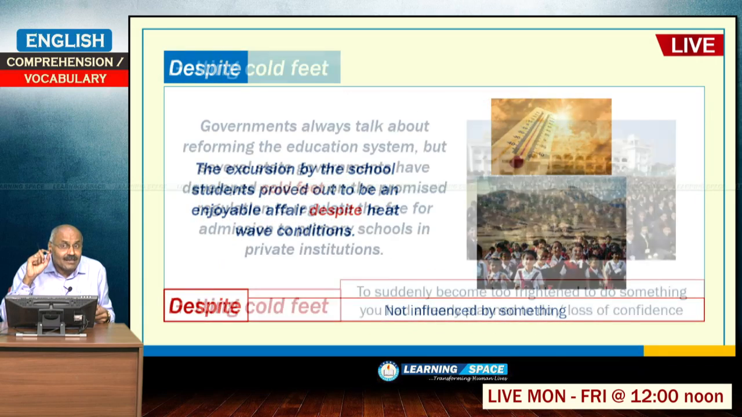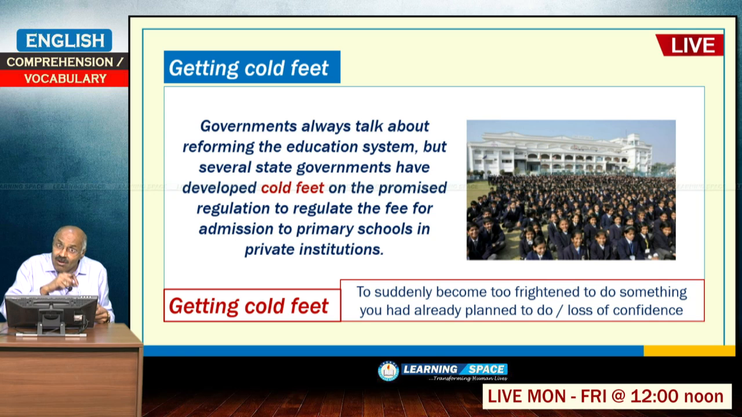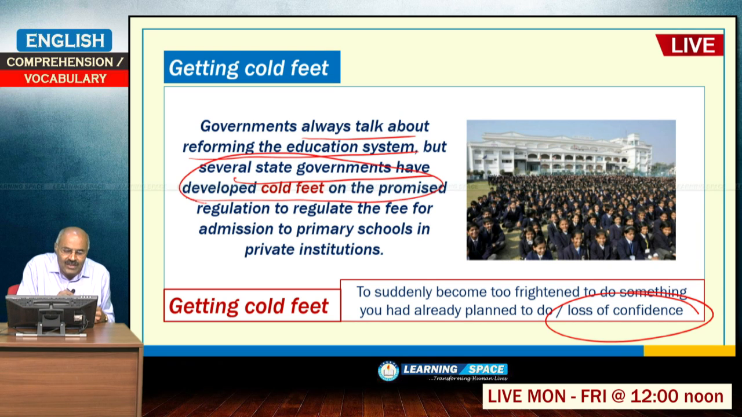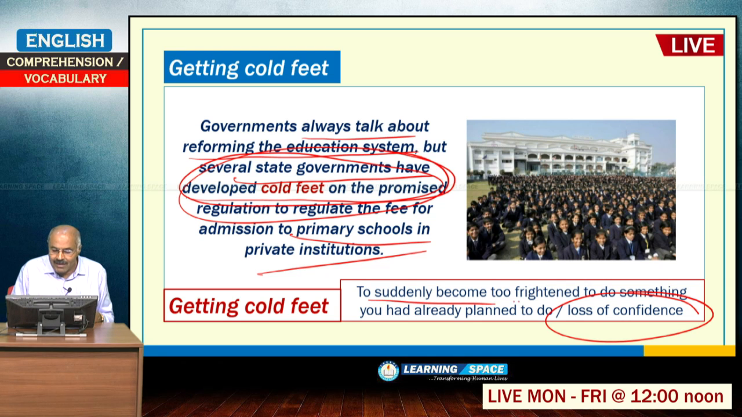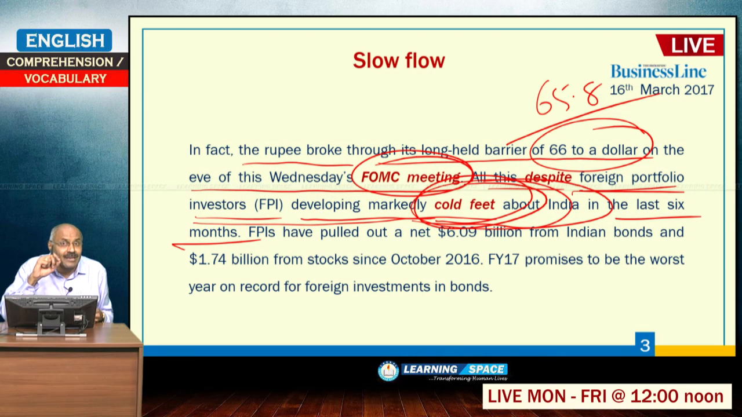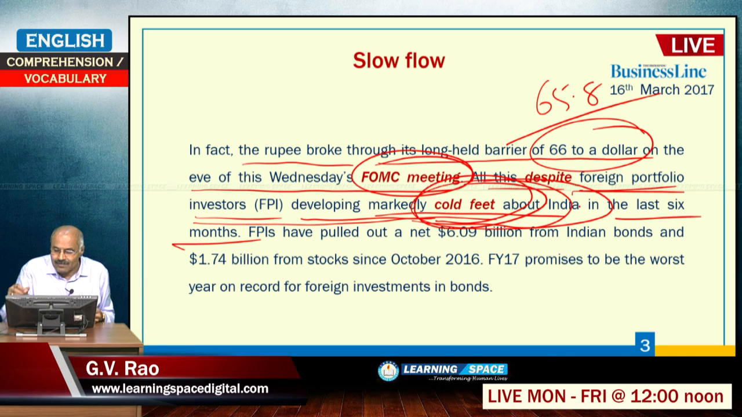So, what is meant by developing cold feet or getting cold feet? In the present context, getting cold feet is loss of confidence. Here foreign portfolio investors developed cold feet means they lost confidence. I gave one example. Governments always talk about reforming the education system, but several state governments have developed cold feet on the promised regulation to regulate the fee for admission to primary schools in private institutions. To suddenly become too frightened to do something you had already planned to do, that is getting cold feet. Here, loss of confidence also you can use for cold feet, right. So, despite foreign portfolio investors losing confidence about India, India's markets gained, right.